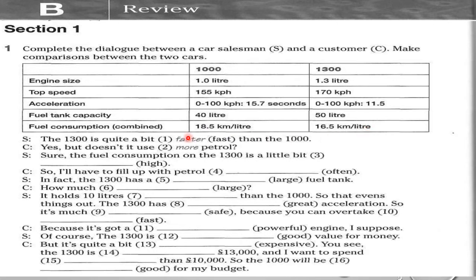Okay? So, now I am giving you the first two questions. They are answered already here. Look, please, the 1300 is quite a bit faster than the 1000. Sorry, here we need only the comparative.